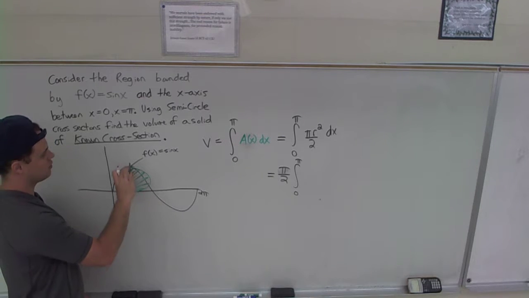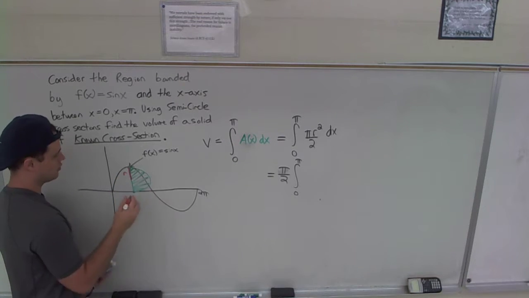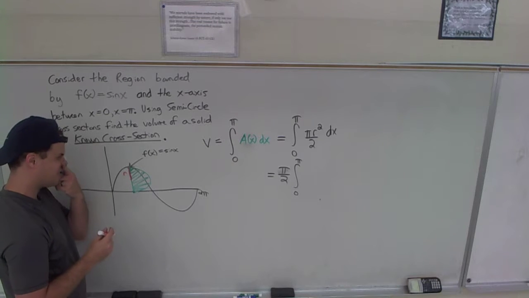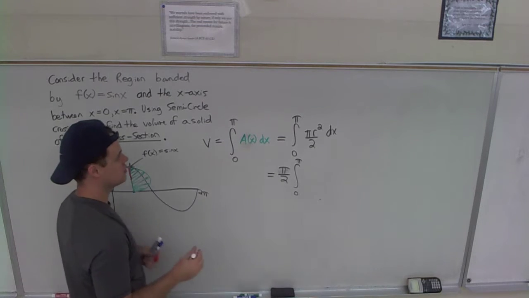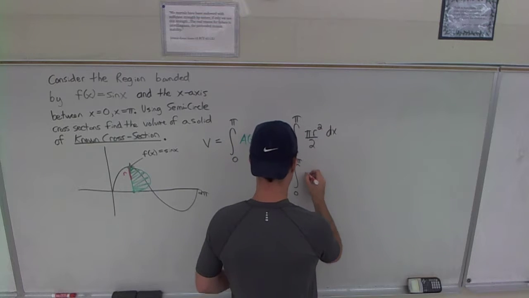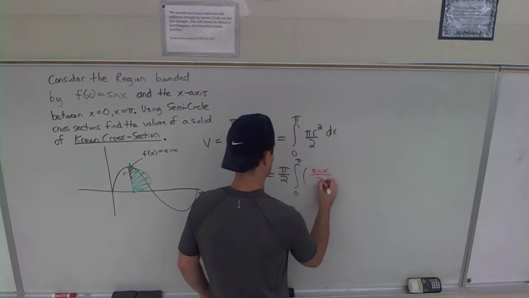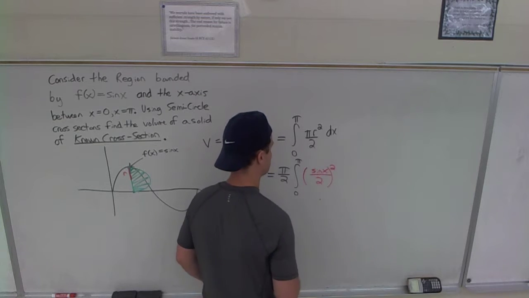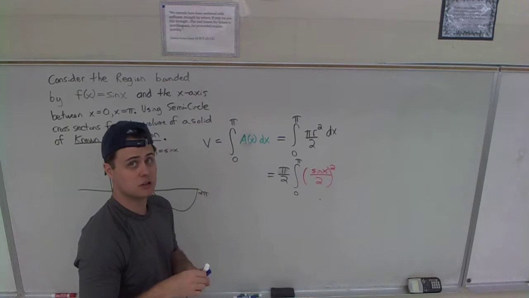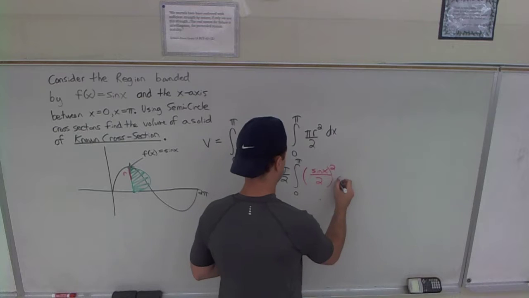So how high is that? Whether it's there or over here, it's going to be half of the function's height. So r is going to be the function height, which is sine of x, cut in half and squared. So there's our integral that we need to do.